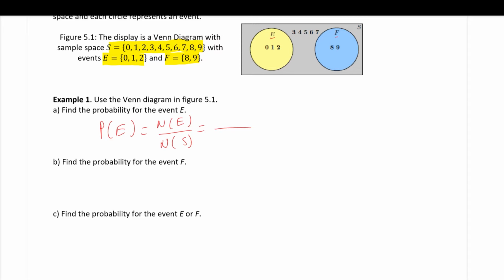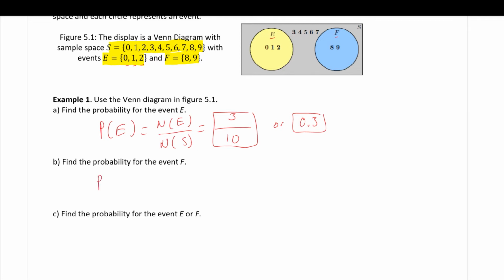Okay, so this is just a matter of counting the number of elements in each one of these sets. So in our sample space, we said it was 0 through 9, so there's 10 down there. And in E, there are 1, 2, 3. So 3/10 is our probability, right? Or you can write that as a decimal, 0.3. All right.